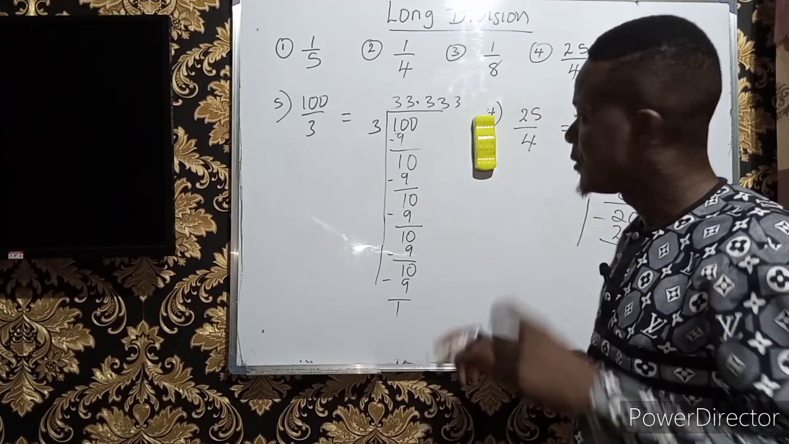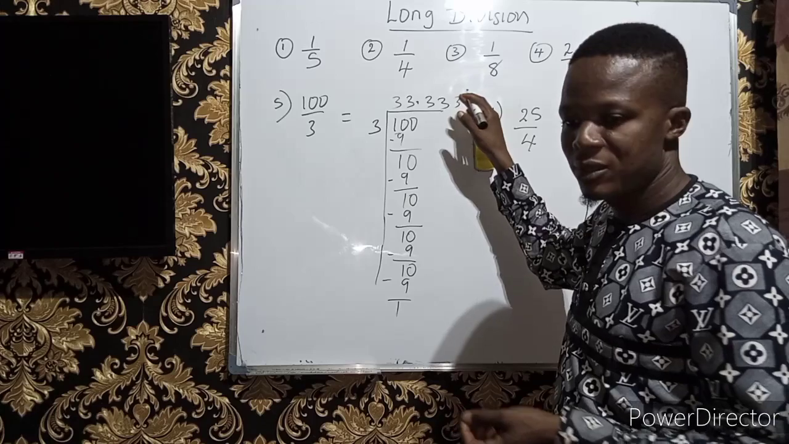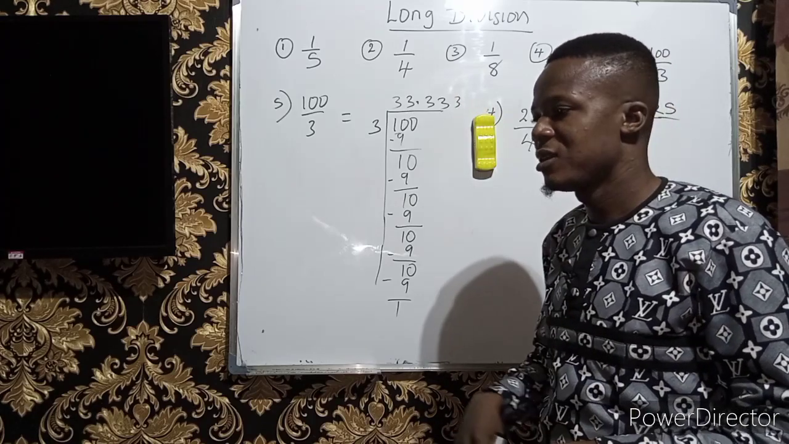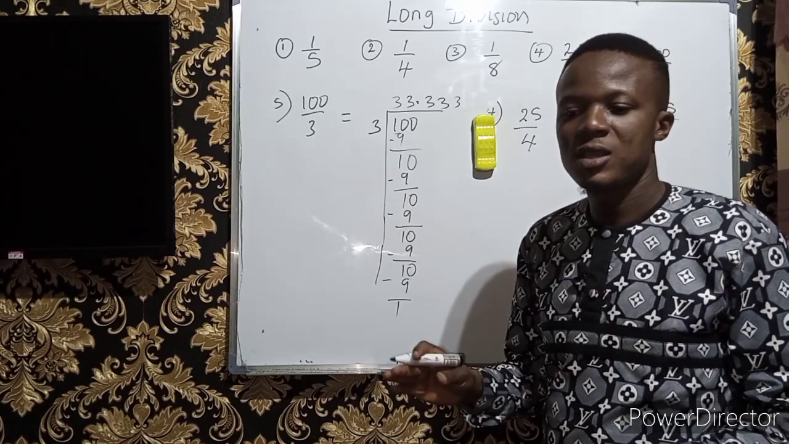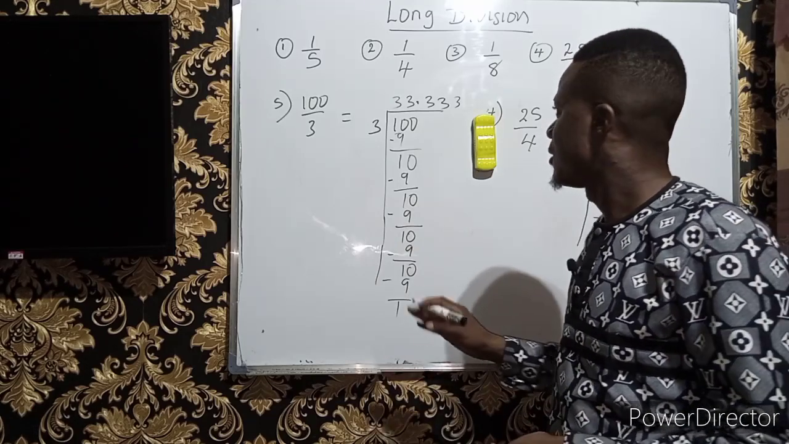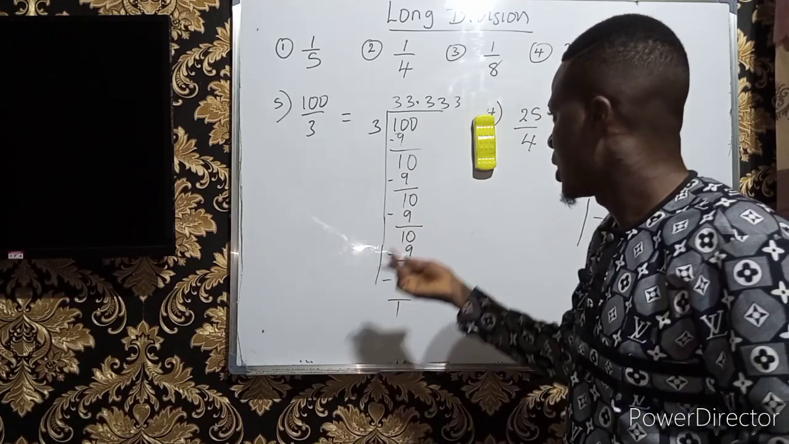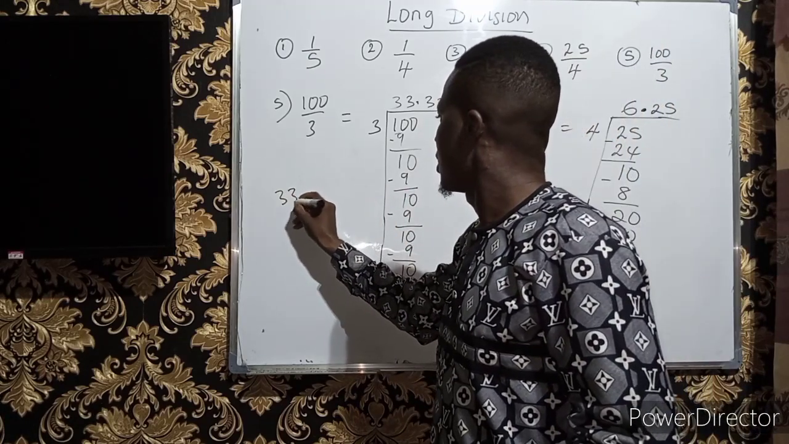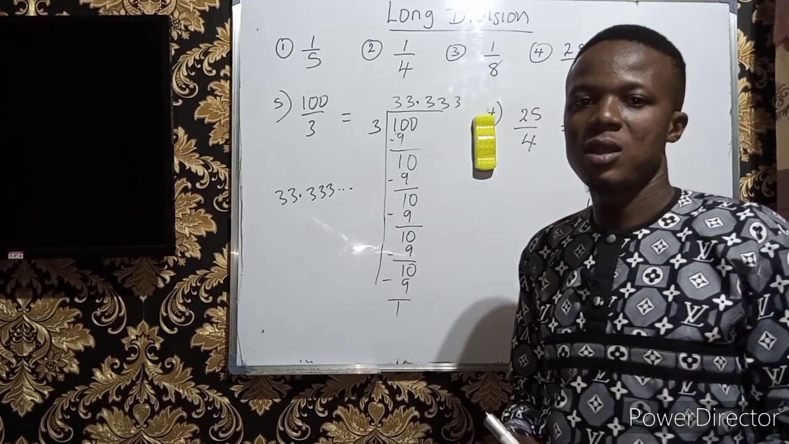Now, let me give you a secret. If you continue dividing this thing from now till next year, you keep on getting 0.3333333. This thing will not end. This kind of decimal is known as a recurring decimal. It doesn't end at all. Therefore, when you go to the desirable length, you stop. All right, so you can just say that your answer is 33.333. This is a recurring decimal.